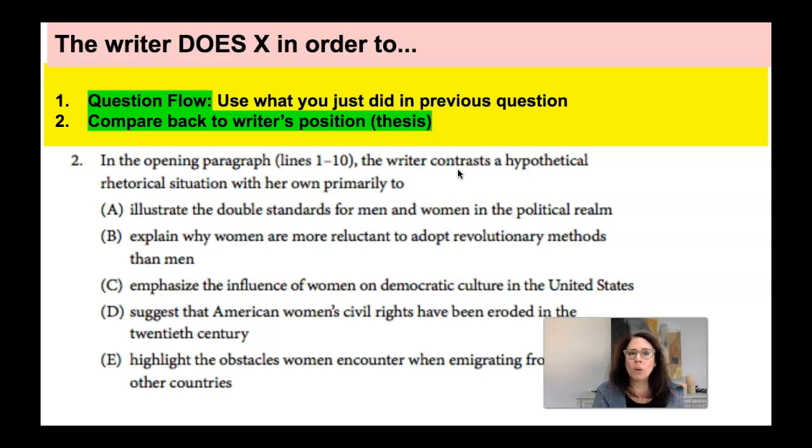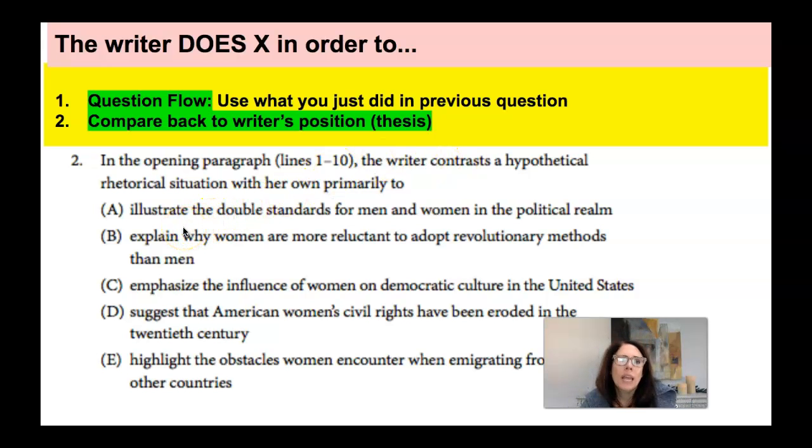And it's going to match the writer's thesis, what the writer wants. It's going to match what she's fighting for. So as long as we know what the writer is fighting for, what the writer wants, what the writer's message is, then we can go ahead and answer this question without getting caught up in the stress of figuring out, wait a minute, contrast what? So she does something in order to.